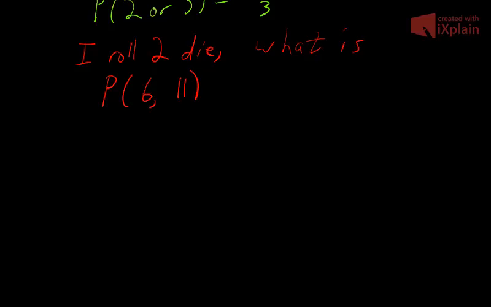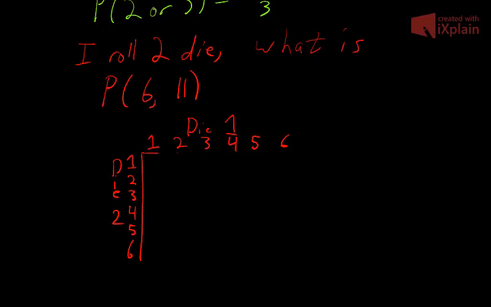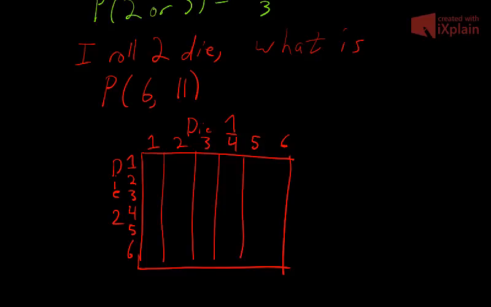So the way I'm going to do that is I'm going to make a little grid, and the top column I'm going to call die 1, and the side column I'm going to call die 2. And this is going to let me make a beautiful little grid so we can look at all the different possibilities. My first die can roll a 1, 2, 3, 4, 5, or 6. My second die can roll a 1, 2, 3, 4, 5, or a 6. And I'm going to make a beautiful little grid here. Then we'll start filling in some of these boxes.